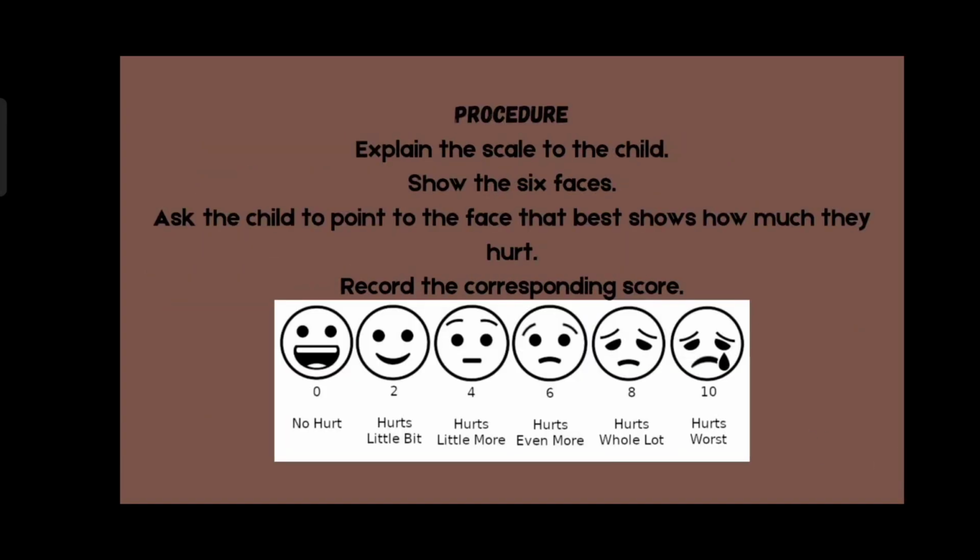For the procedure, first we have to explain the scale to the child. We have to show the faces. 6 faces are there. Then we have to ask the child to point to the face that best shows how much they are hurt. Then we have to record the corresponding score.